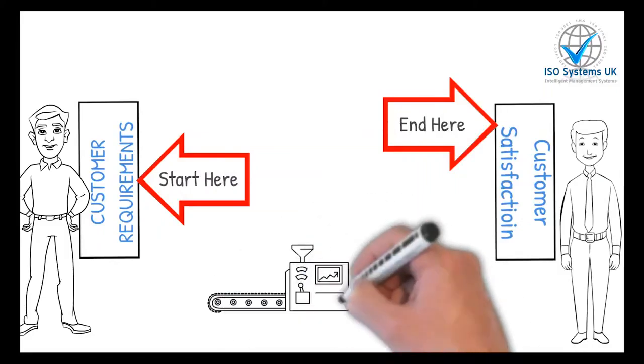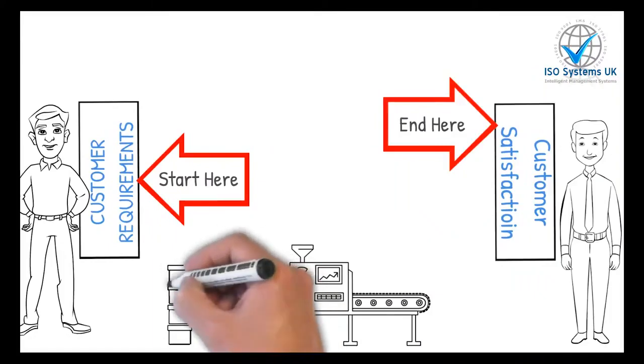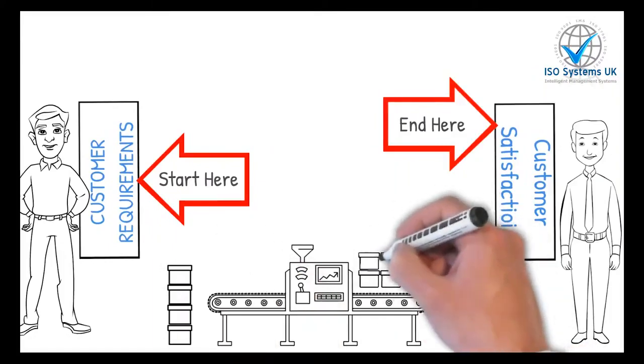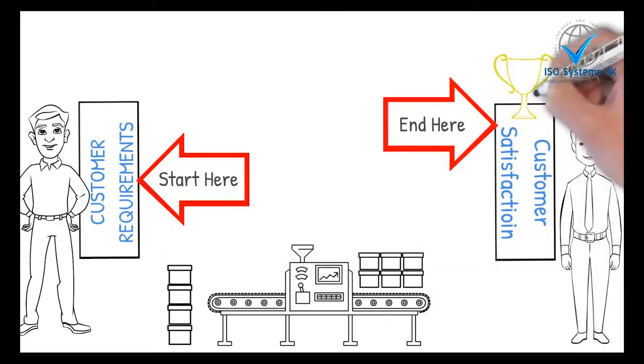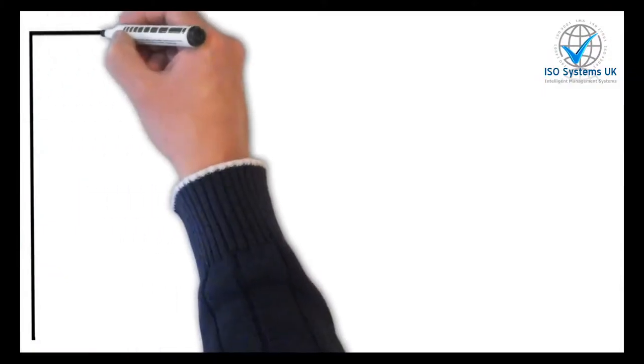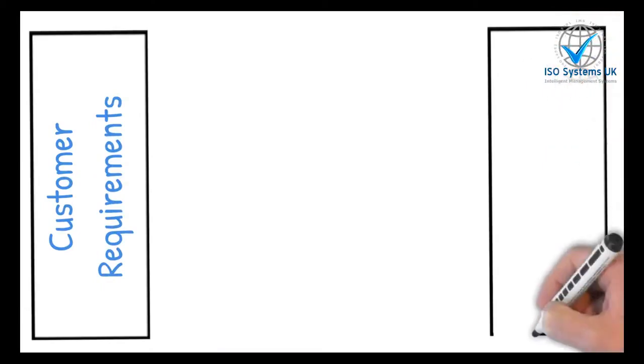After we understand the customer requirements and the context of our organization, we should come up with a plan on how to meet these requirements to achieve customer satisfaction and quality results, which are on the other side of this model. The left side tells us what the requirements are, and the right side shows us the desired end results.